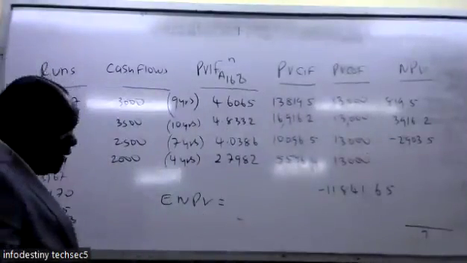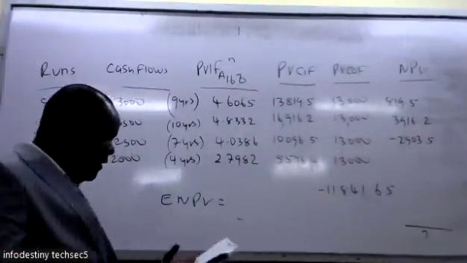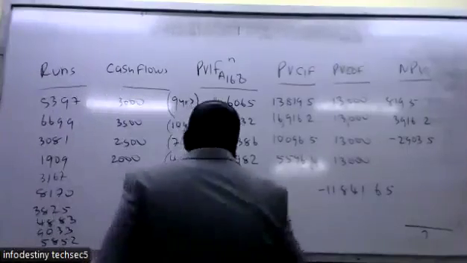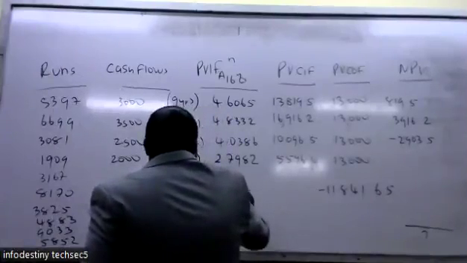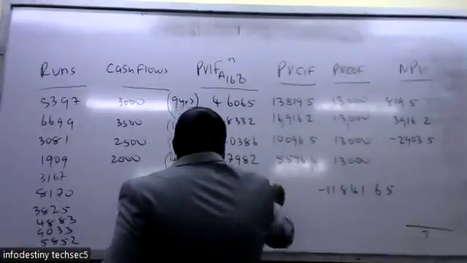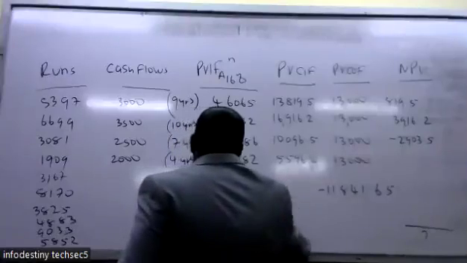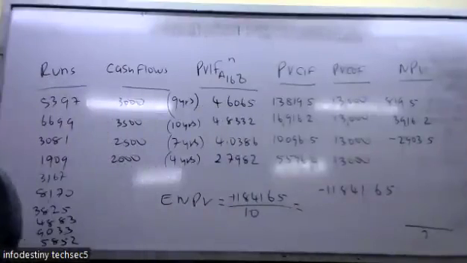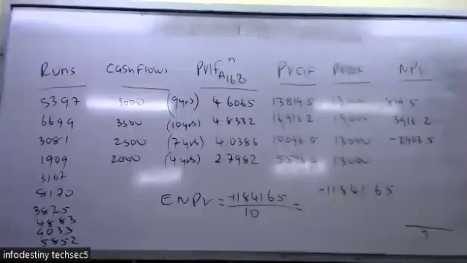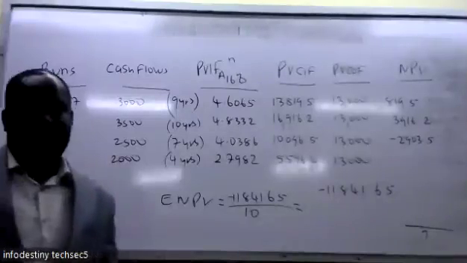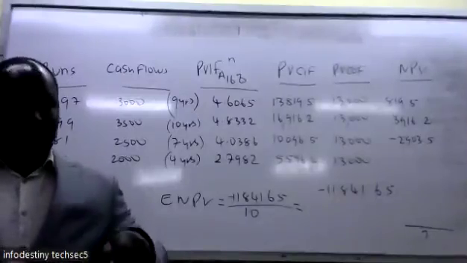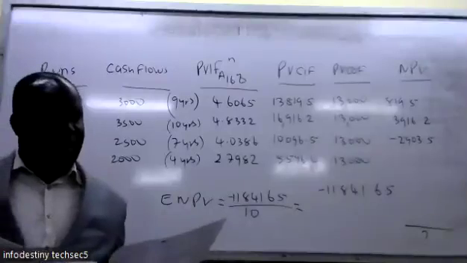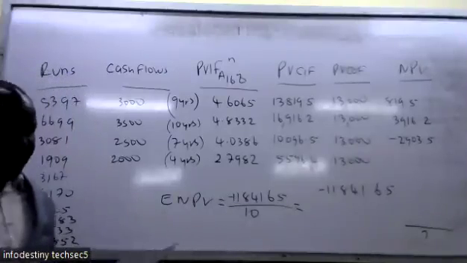So to get the expected NPV, it is just the average. You divide by the number of the random numbers. So just take the 11,841.65, which is negative. There are how many random numbers? 10. So divide by 10 now to get the expected NPV.